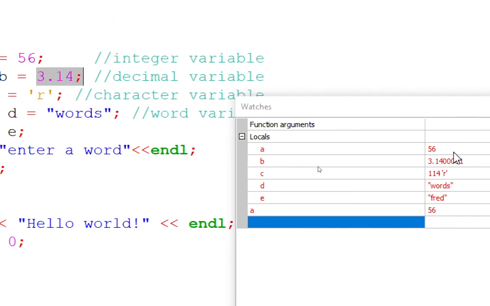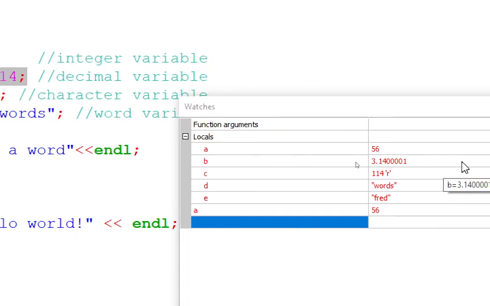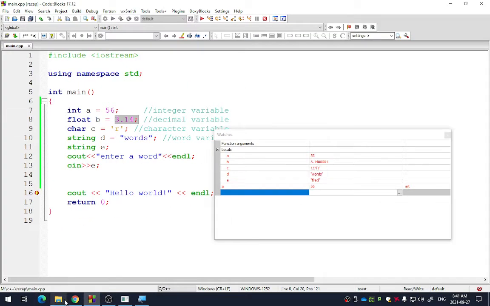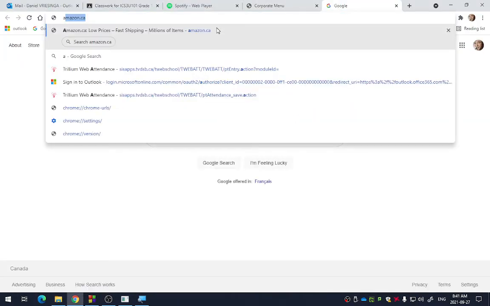My number C is R. Apparently R is the number 114 on that ASCII chart. We talked about that a little bit as well. Remember that ASCII table? It's the old school ASCII table here.